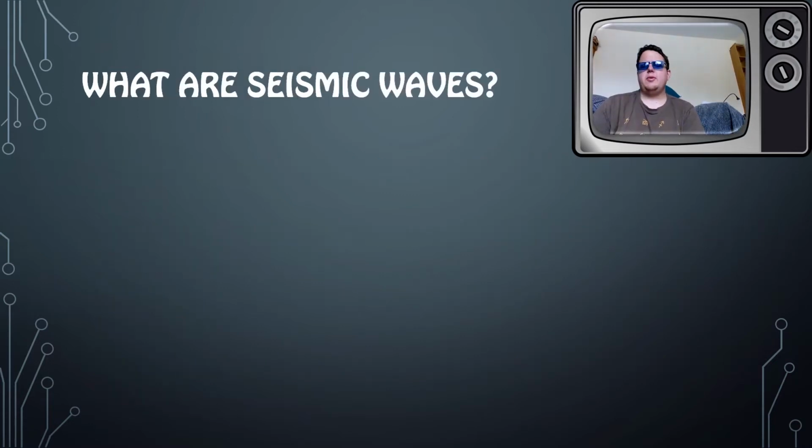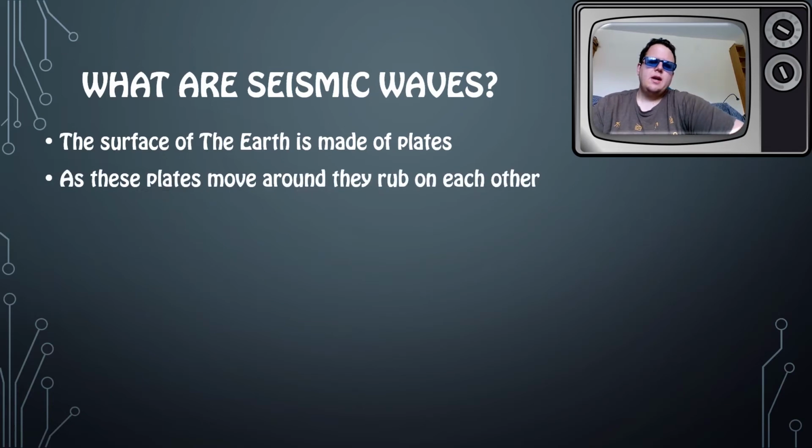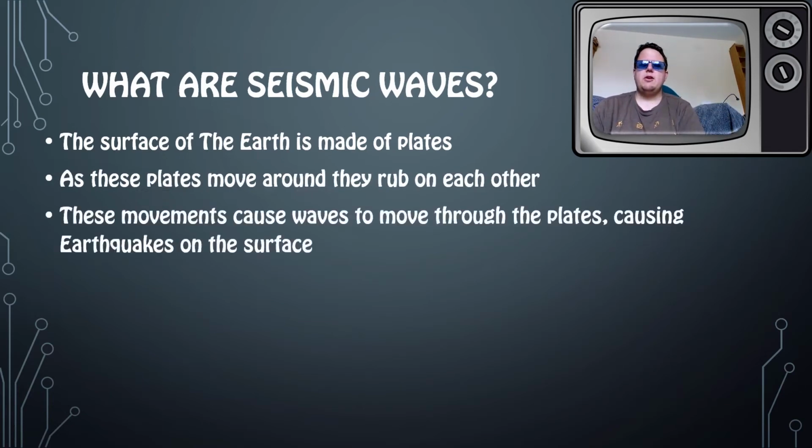So what are seismic waves? Well, the surface of the Earth is made of plates called tectonic plates. You may well have studied this in chemistry already, I think it's topic 5 on Wegener or ever-changing Earth. As these plates move around, they rub on each other, and the movement of these plates is going to cause waves. So basically when they rub on each other, they cause ripples or waves through the plates, causing an earthquake.